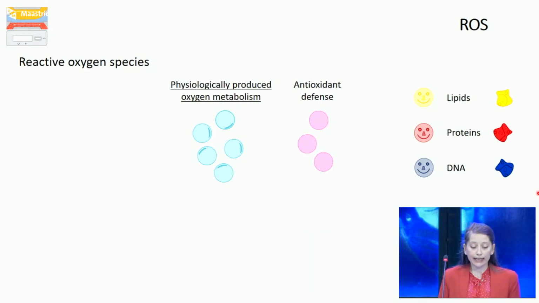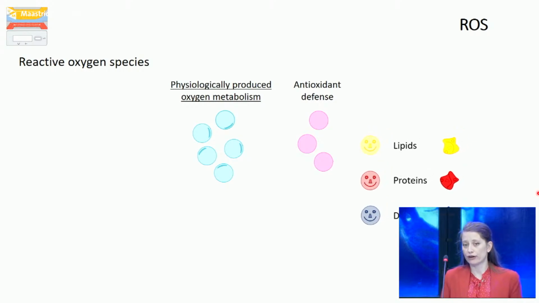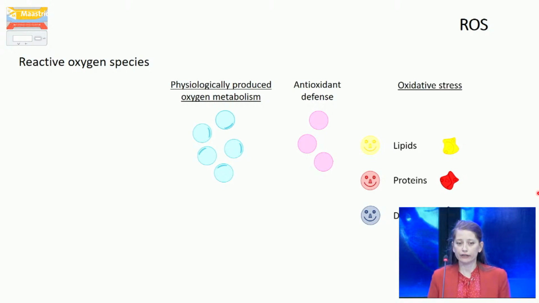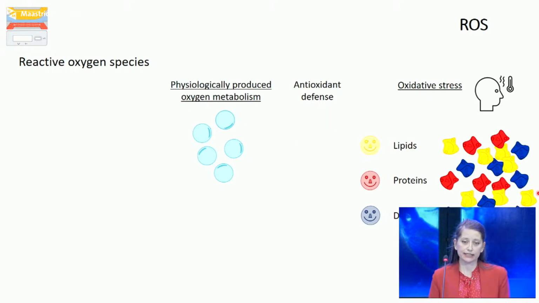But in case the quantity of ROS produced is higher than the antioxidant defense, we will encounter a situation called oxidative stress, which is generally linked with inflammation and disease, and in case it is too severe, would lead to cell apoptosis, so cell death.